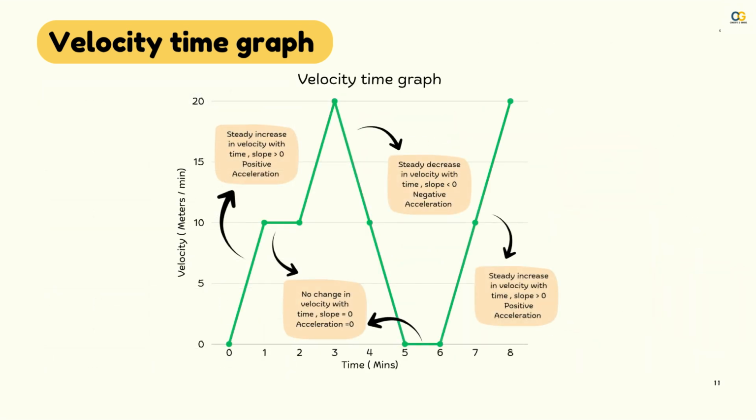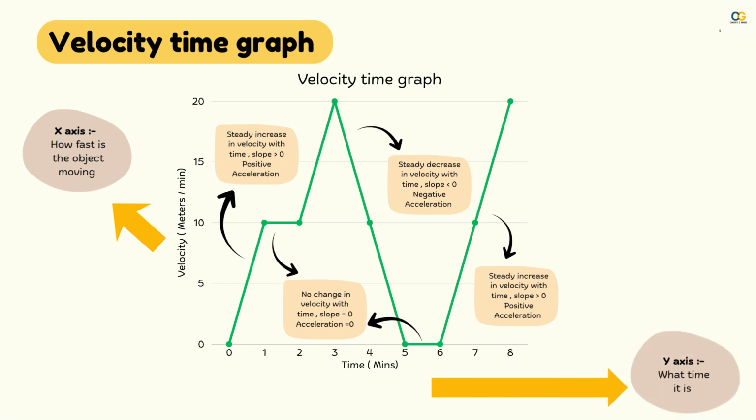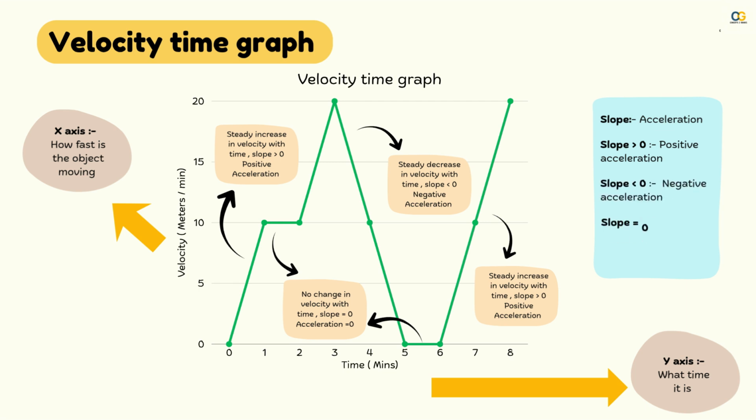Similarly, here the y-axis gives us how fast the object is moving, and x-axis shows us the time. Here the slope of the velocity time graph gives us the acceleration. Slope when greater than 0 is positive acceleration, less than 0 is negative acceleration, and slope equal to 0 is constant velocity or uniform motion where there was no acceleration.